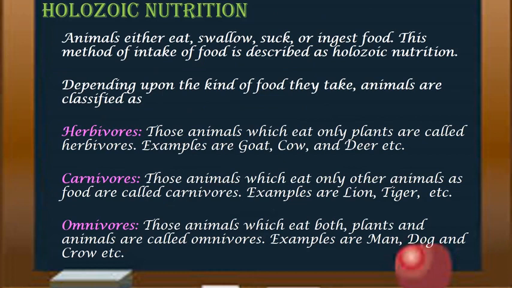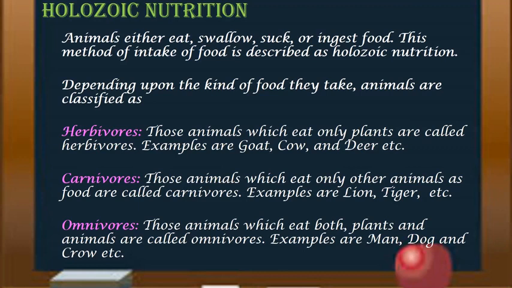Holozoic nutrition. Animals either eat, swallow, suck, or ingest food. This method of intake of food is described as holozoic nutrition. Depending upon the kind of food they take, animals are classified as herbivores. Those animals which eat only plants are called herbivores. Examples are goat, cow, and deer, etc.